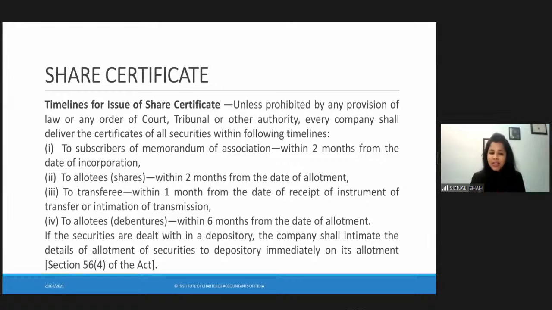To the allottee of debentures, it will be 6 months. Right? What was your doubt, Aditi?